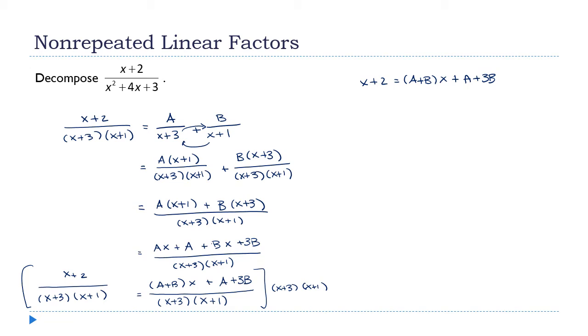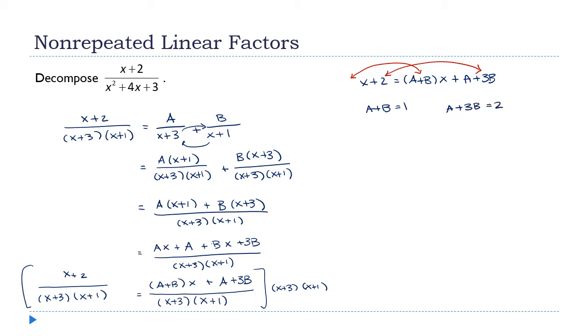Okay. The only way two polynomials can be the same is if all of their coefficients are the same. The coefficients of the x squared terms are the same. The coefficients of the x terms are the same. The constants are the same, and so on. So that's what I'm going to do here. I'm going to set the coefficients of the x terms equal to each other. That's a plus b equals 1. And I'm going to set the constant terms equal to each other. That's a plus 3b equals 2.